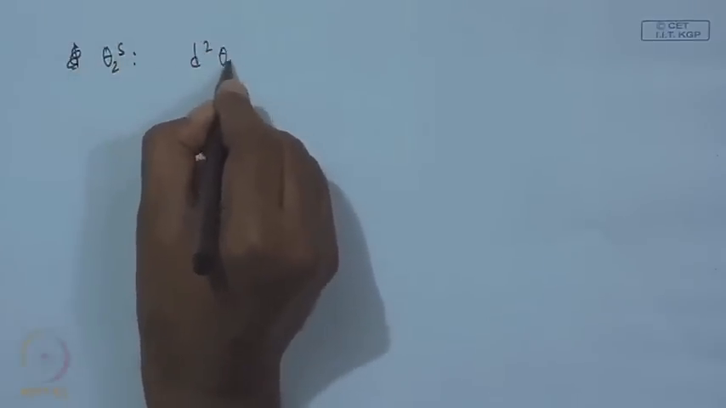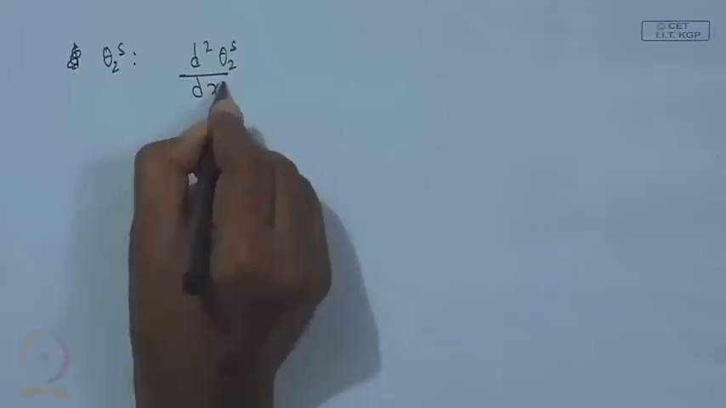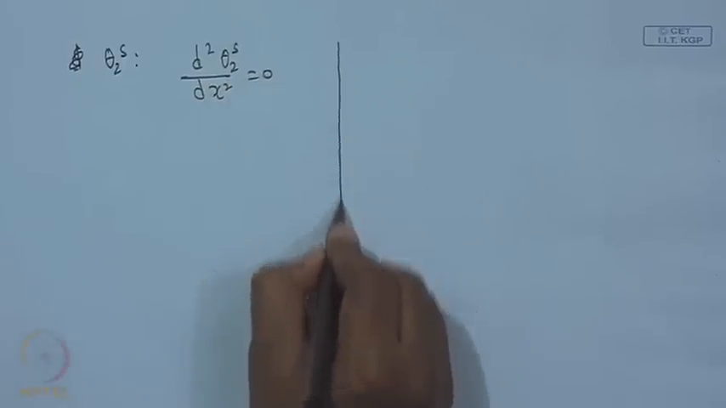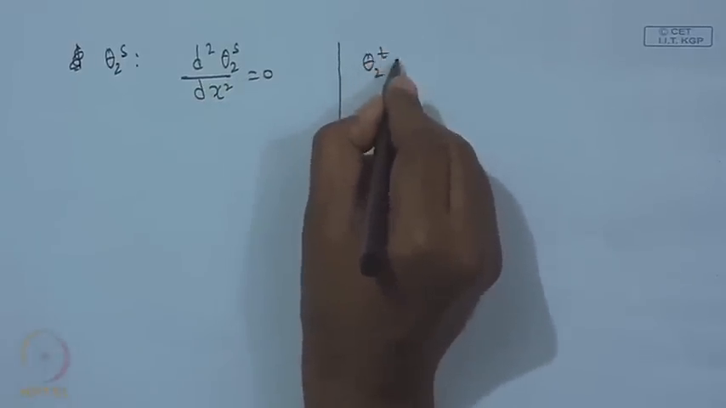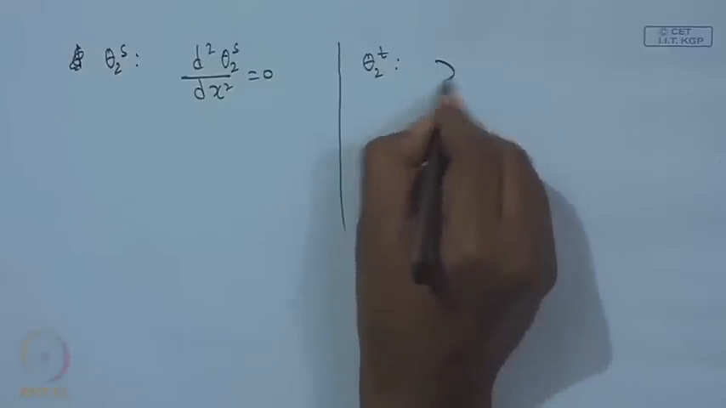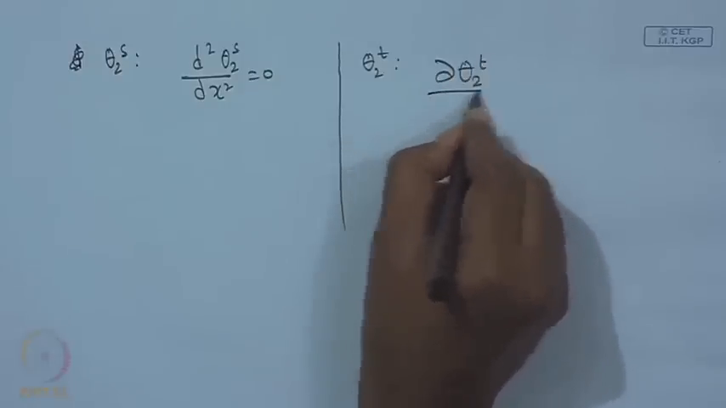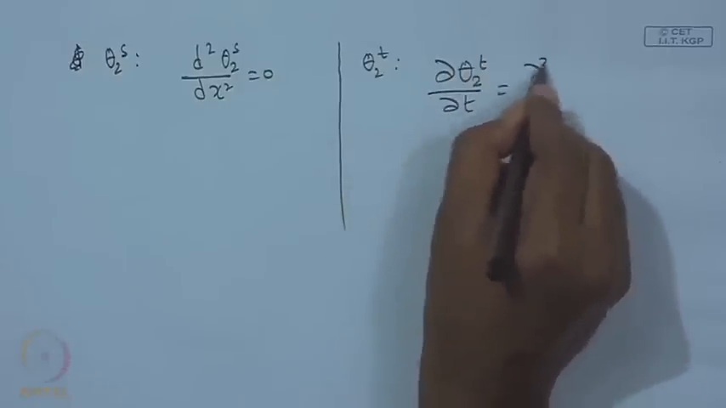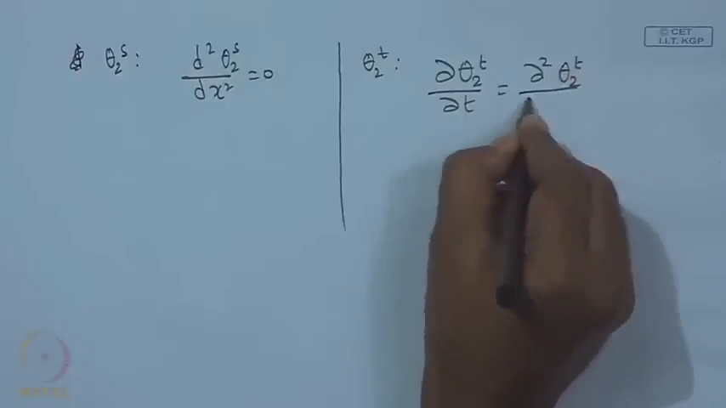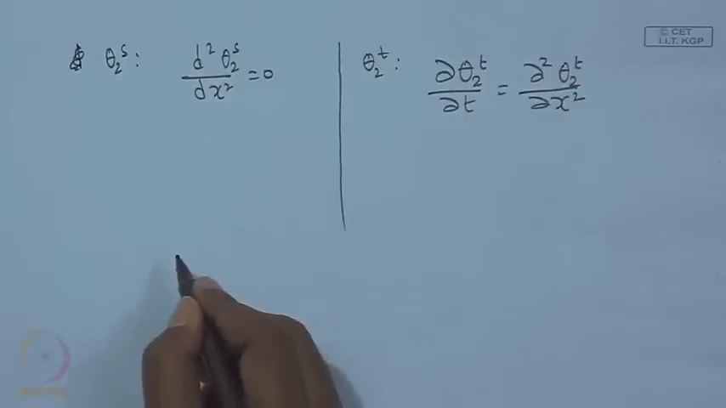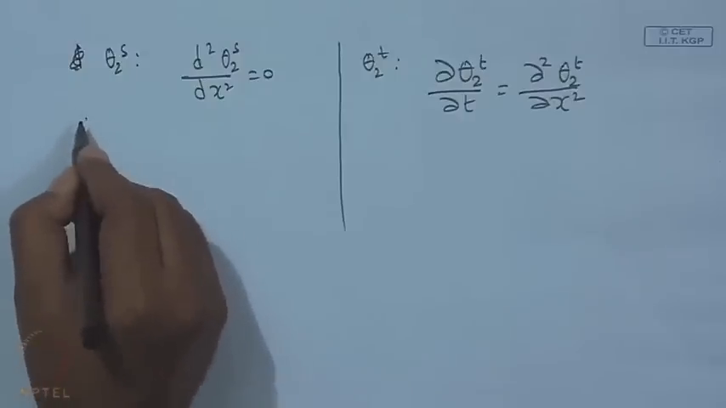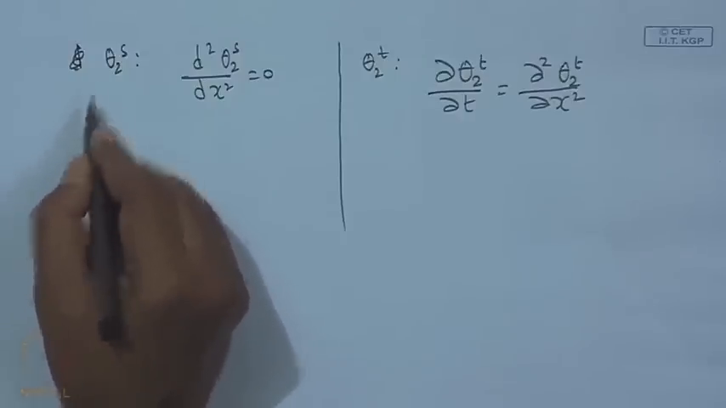So, we formulate theta 2 s as d square theta 2 s by d x square equal to 0, and at the same time we will get the governing equation of theta 2 t as del theta 2 t by del t equal to del square theta 2 t by del x square. Now let us set the boundary conditions.